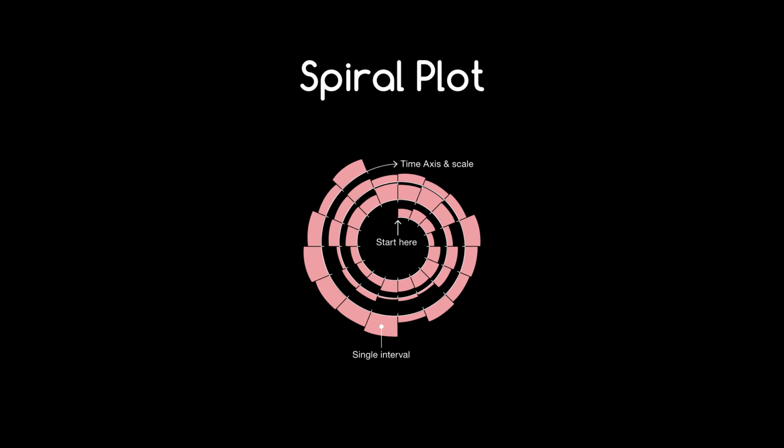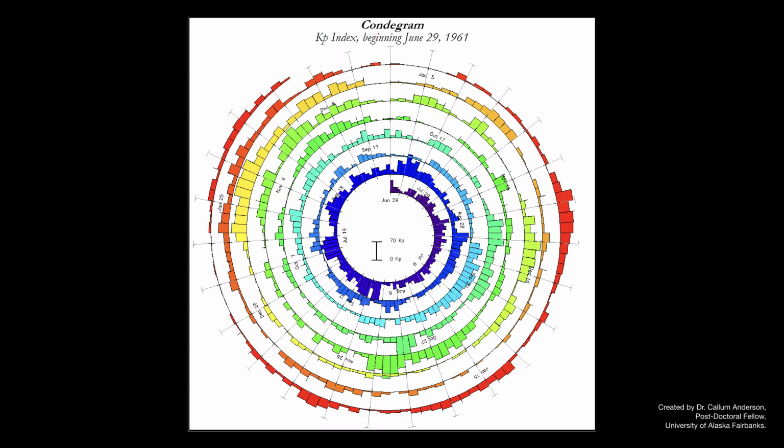Next up is a spiral plot, and this type of visualization plots time-based data along an Archimedean spiral. The graph begins from the center of the spiral and progresses outward. Spiral plots are versatile and can use bars, lines, or points to be displayed along a spiral path. And here's an example showing space weather data.